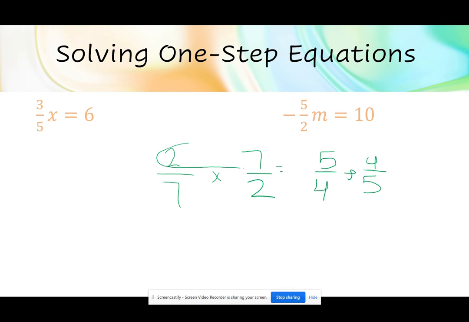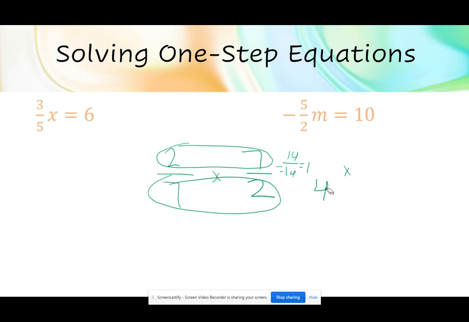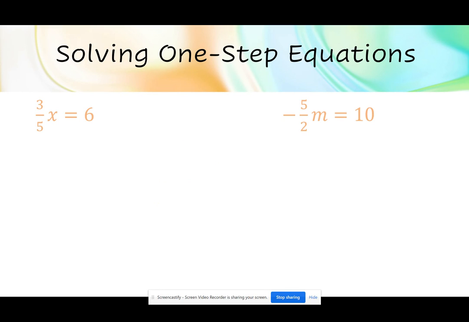you multiply straight across the top, straight across the bottom, so we get 14 over 14, which is 1, which is why they cancel out. Again, here 5 times 4 is 20, over 4 times 5 is 20, which is 1. For all of these, we're multiplying by the reciprocal, so you're flipping the fraction and multiplying both sides by that. So right here, 3 over 5 x equals 6.